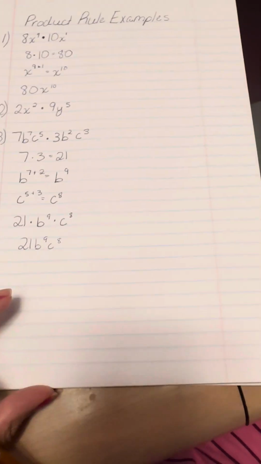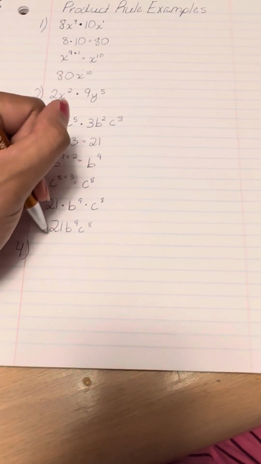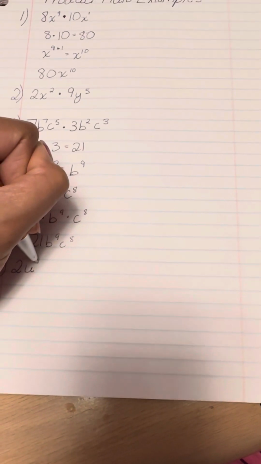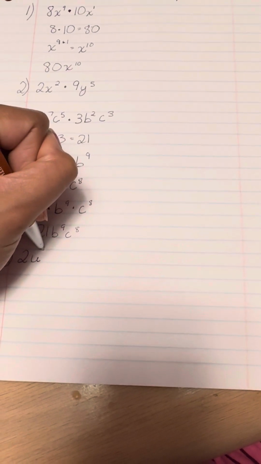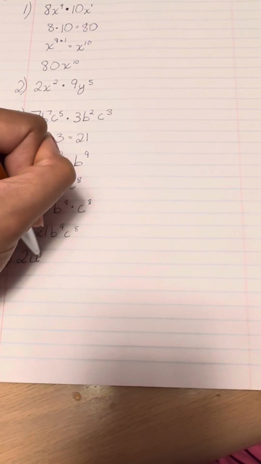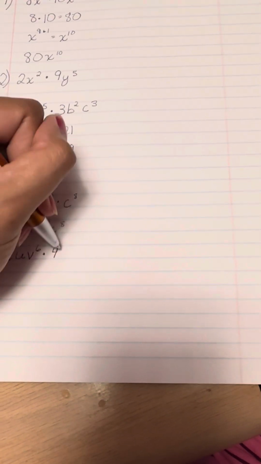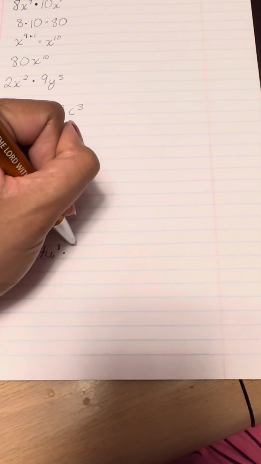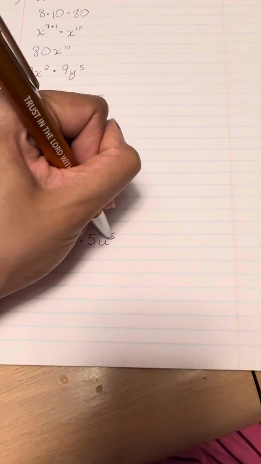We're going to do one more while we're at it, just to make sure. Let's do this one. 2u, no power on that, just 2u, v to the 6th, times 4u to the 8th, times 5u to the 5th.